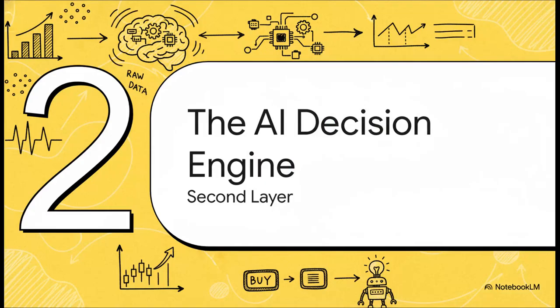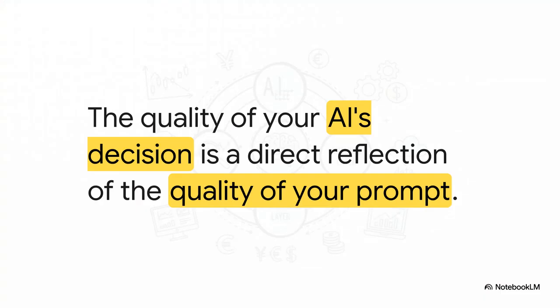Okay, so once all that data is flowing in, it goes straight to our second layer, the AI decision engine. If data gives the bot its senses, this layer is the brain of the whole operation. This is where all that raw information gets turned into an actual trading decision. But here's the thing, and you really need to get this. You could have the most powerful AI model on the planet, but if you give it vague instructions, you're going to get useless garbage back.